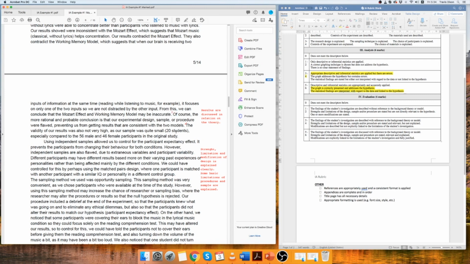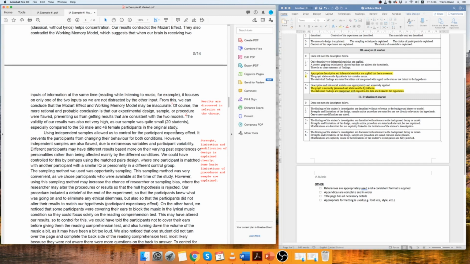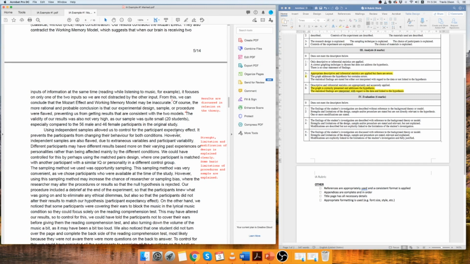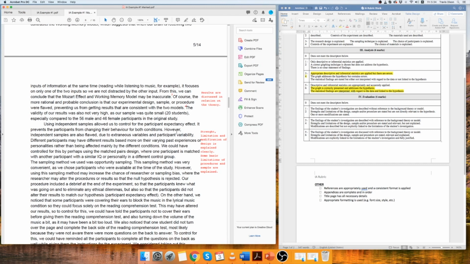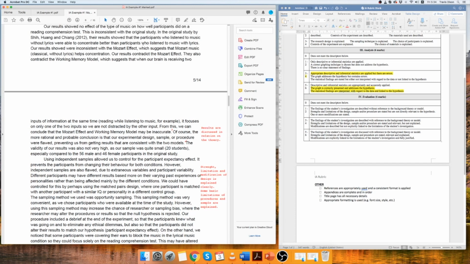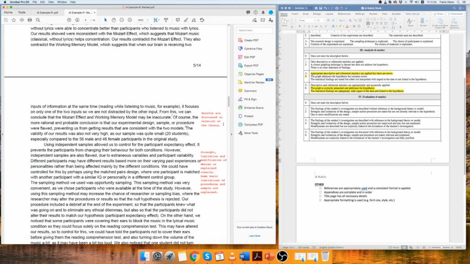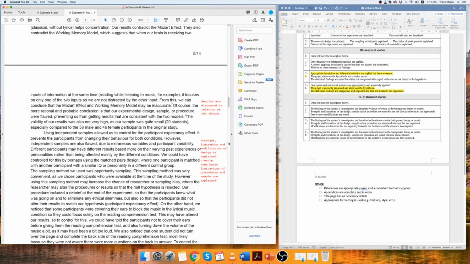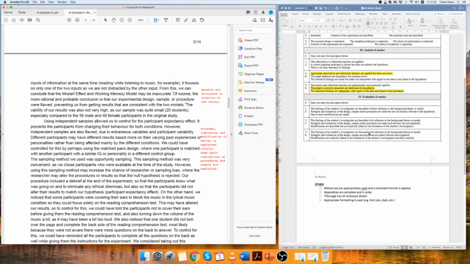Now, I put a little question mark here going, wait, really? Your student summary example is going to say that the Mozart effect and working memory model was inaccurate? Of course, the more rational, probable conclusion is that our experiment was flawed. So I would say here, they're explaining the results using both of these theories and models. That to me satisfies that criterion for this last section here. So again, what I'm looking for in my own students' work is that they are using the background theory or model to explain the results that they got.